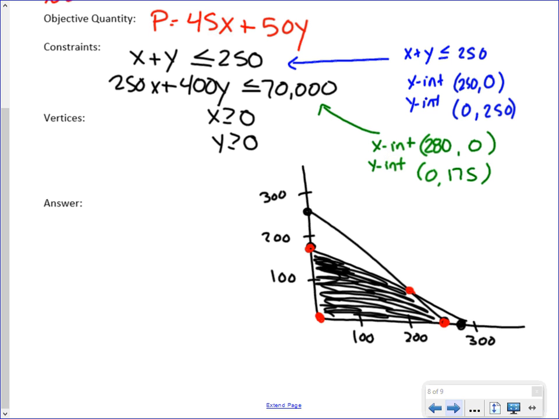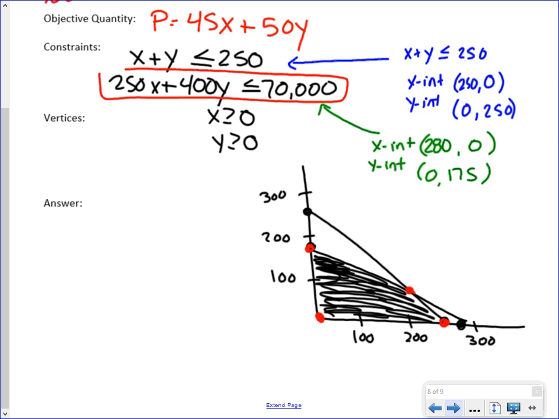Because this part right here? Yeah. Because if I test in this line right here, if I test (0, 0), 250 times 0 plus 400 times 0 is less than 70,000. Do you agree? Okay, so that was this line right here. I have to shade below that line.